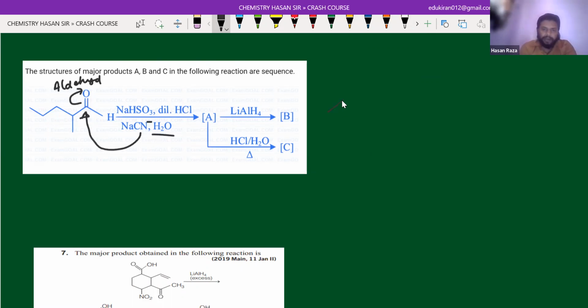You can see it like this. Carbon is there, then there will be O negative, and the CN attacks. There is hydrogen, and this CN directly attacked here. Are you getting my point? Yes or no? So this is the scenario, and due to the presence of H plus, HCl is there.